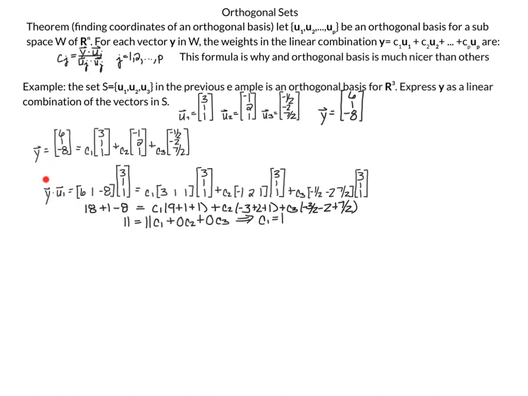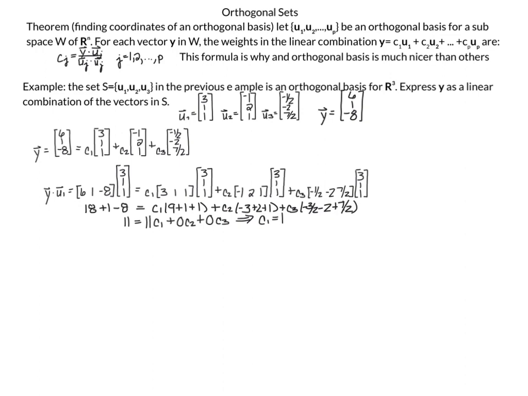What I do is I do y dot u1. So that's going to be my (6, 1, -8) dot (3, 1, 1). And that's going to equal this right-hand side dotted with u1. So that's going to be c1 (3, 1, 1) dotted with (3, 1, 1), plus c2 (-1, 2, 1) times our (3, 1, 1), plus our c3 (-1/2, -2, 7/2) times (3, 1, 1). Then on the left-hand side, I'm going to get 18 plus 1 minus 8, plus c1 times 9 plus 1 plus 1.